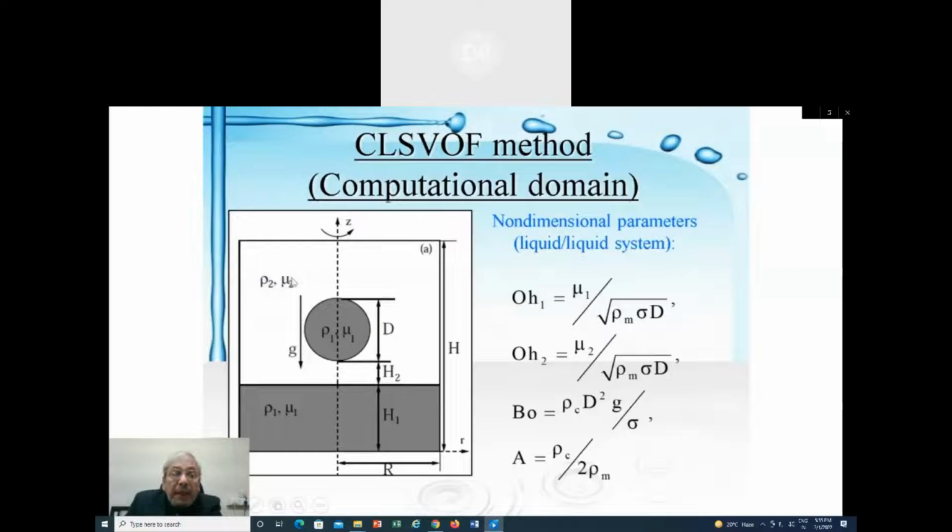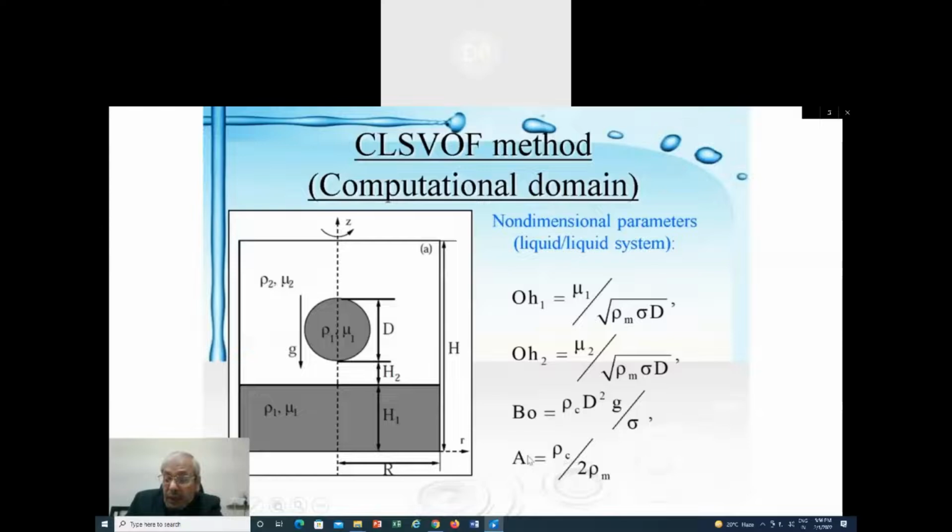So Oh2 is mu 2 divided by root over rho m sigma d. Bond number is the difference between two densities, rho 1 minus rho 2, into d square g, gravitational acceleration, divided by sigma. And Atwood number is again the difference rho 1 minus rho 2, divided by 2 rho m. Rather, we can say that rho m is rho 1 plus rho 2 by 2. So this is called the Atwood number.